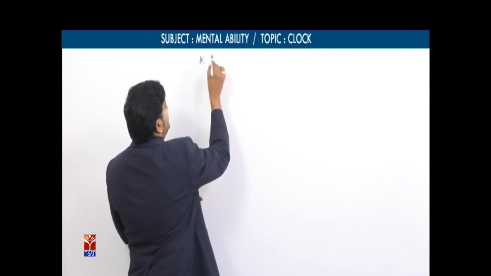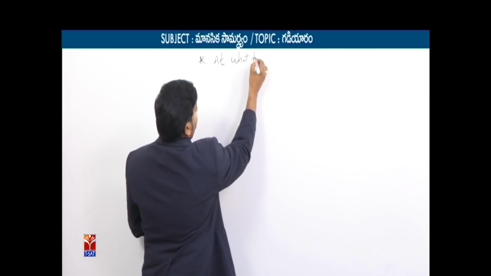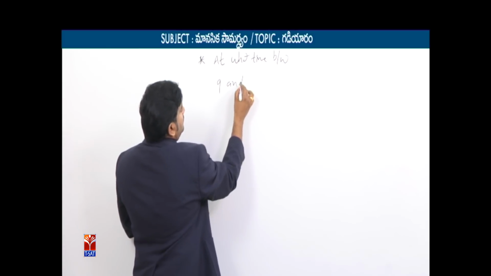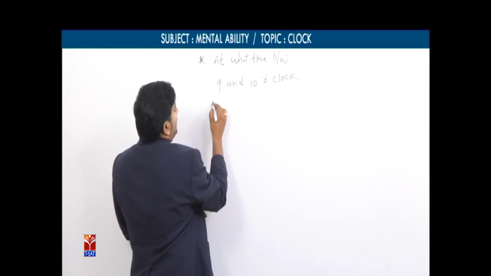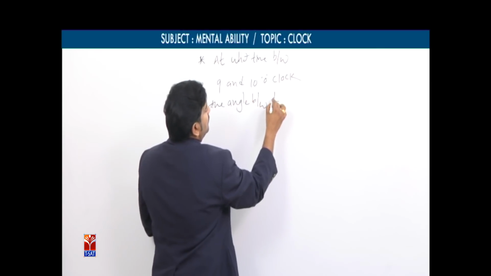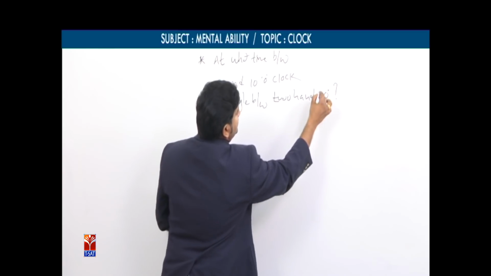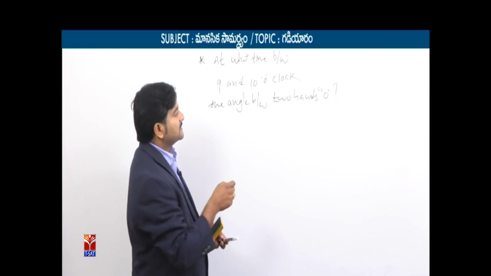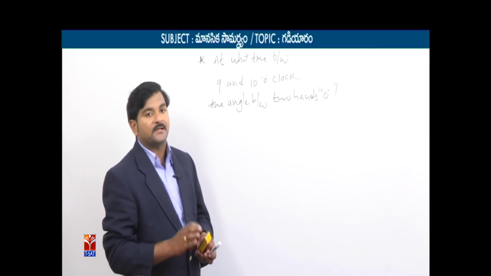We will discuss the second question. Second question is, let's say for example, at what time between 9 and 10 o'clock is the angle between the two hands 0 degrees? That is the question. Same question I am asking in a different way. What was the previous question? At what time between 2 o'clock and 3 o'clock may the two hands coincide? That was the previous question.